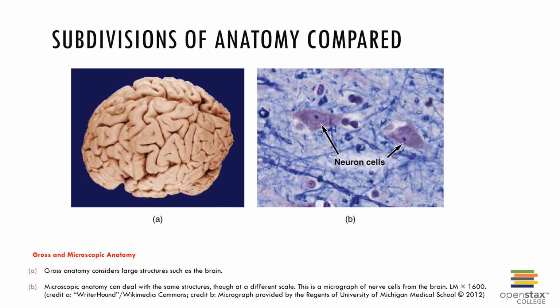And in this example, we're looking at a neuron, and you can see the neuron cells, and we can even see the little dark spot in the center of the cell, which is the nucleus, and you'll be examining various organelles of the cell later on.